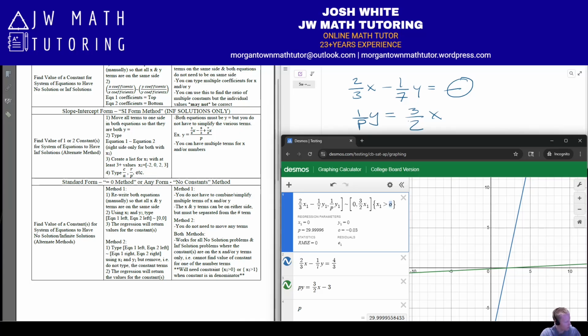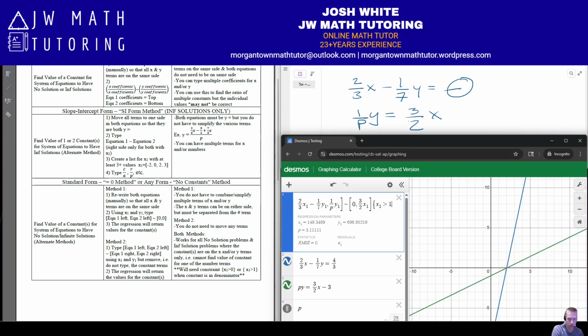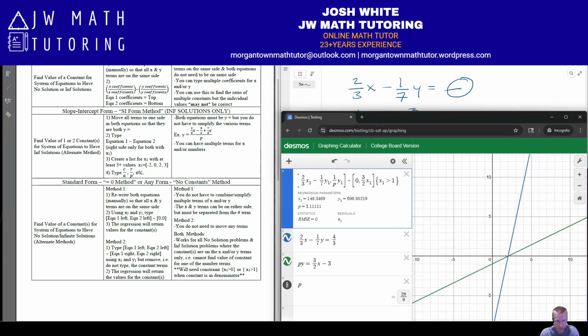Now, did it give us the correct value? No. The reason is that even though it technically gave us an x1 value greater than 0, it's microscopically small, 10 to the negative 218, whatever. It's functionally 0. So let me try 1. Now it does give me the correct expected value. Down here, p is 3.1 repeating, which is 28 over 9. That's the value that I expected.